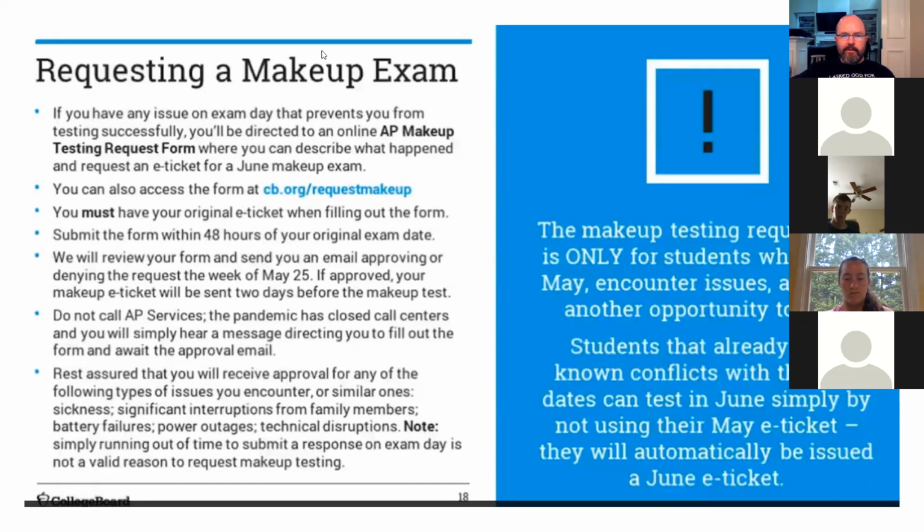It's the first time they're doing the testing this way. The makeup testing request form is only for students who test in May, encounter issues, and need another opportunity to test. Students that already have known conflicts with the May dates can test in June simply by not using your May e-ticket. Just wait. If you don't log in and take the test, you'll automatically be issued a June e-ticket.